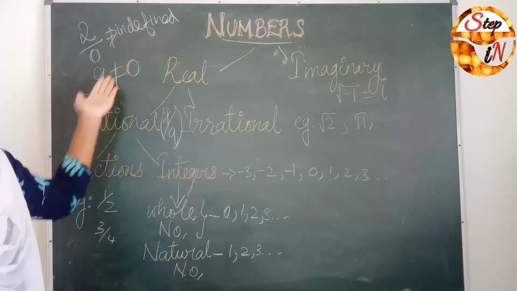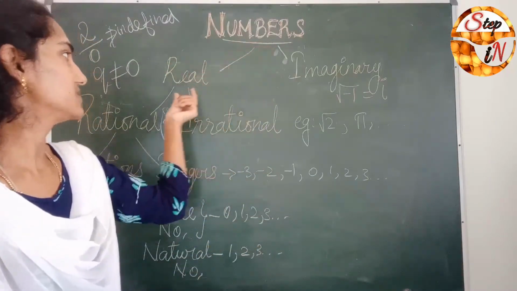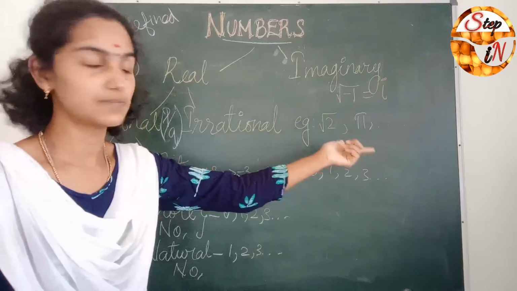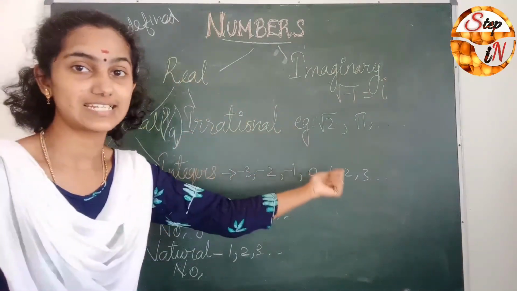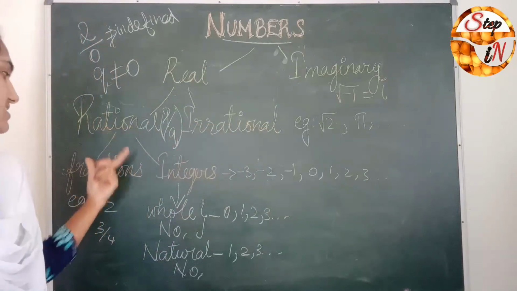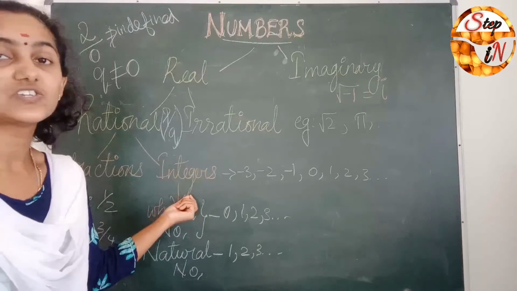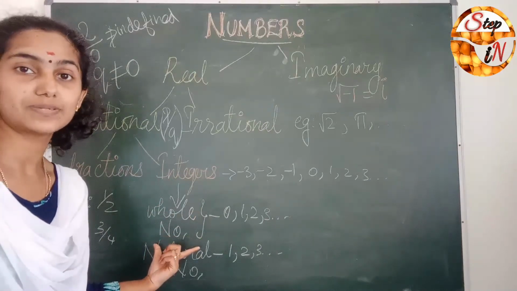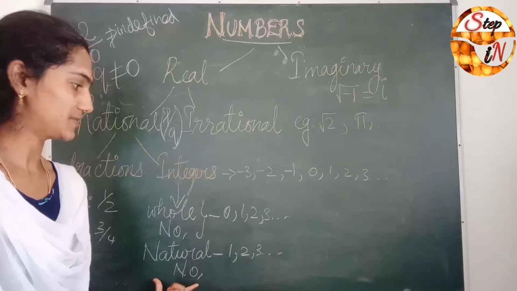So here come the types: numbers split up into real and imaginary, and real numbers split up into rational and irrational. Rational numbers are fractions and integers, and integers can be split up into whole numbers, and whole numbers into natural numbers.